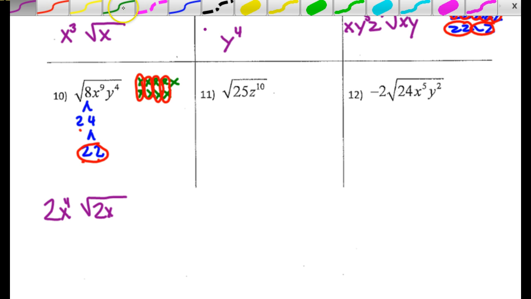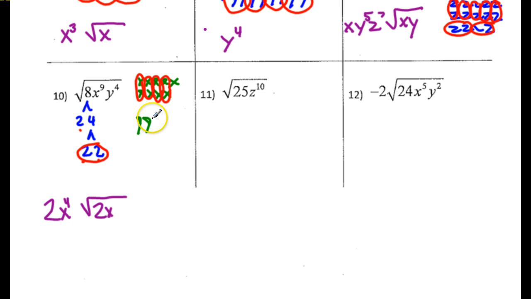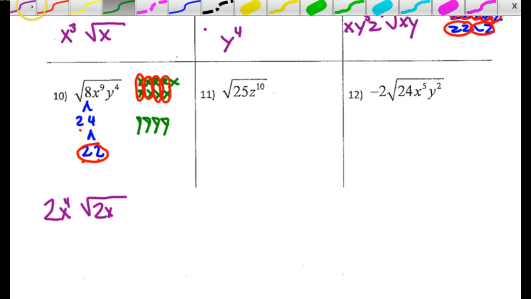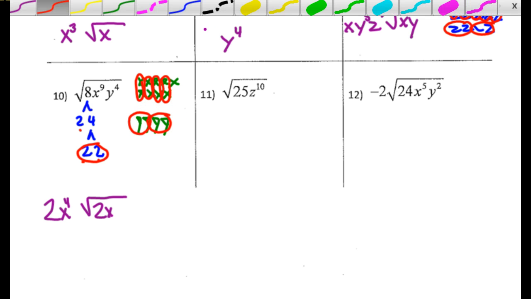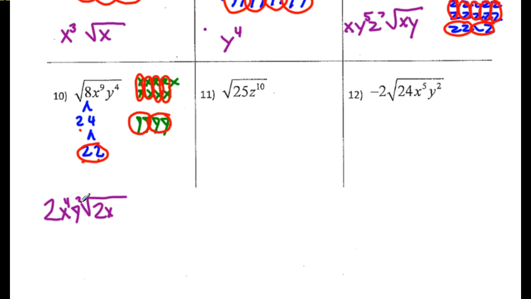And then let's finally go to our y's. I got 4 y's. How many pairs can I make? 1, 2. So y comes out, but it's y squared because it's 2 pairs of y's. No y stays in. That's the answer. Okay? Alright, number 11. Square root of 25 times z to the 10th power.